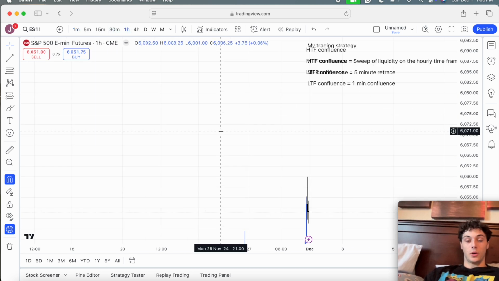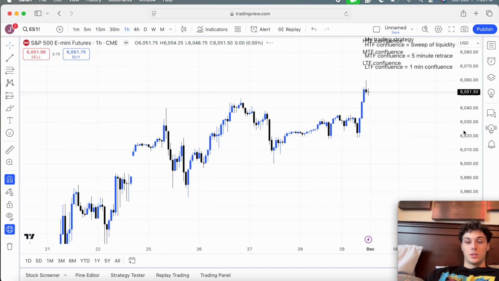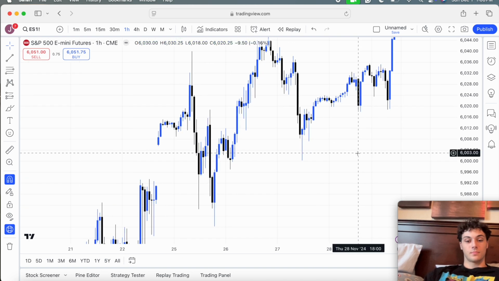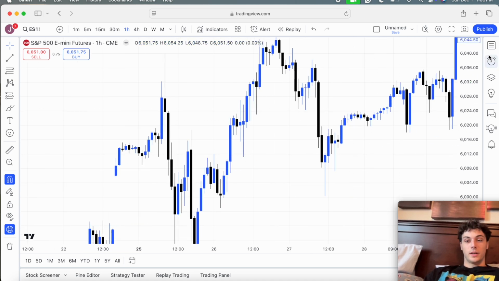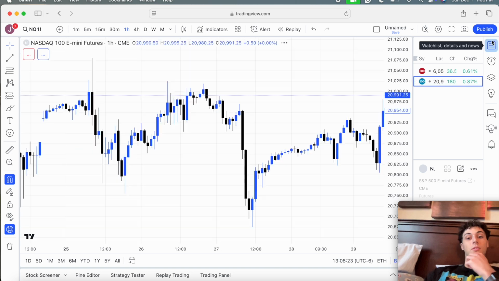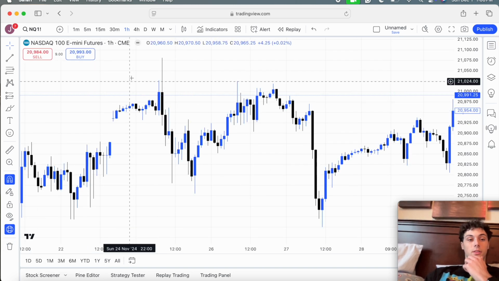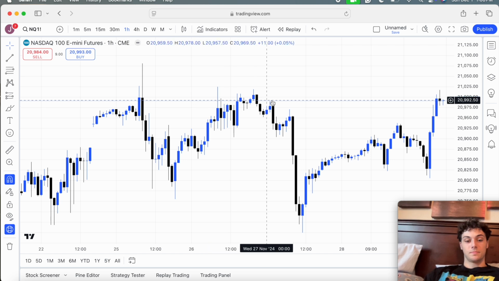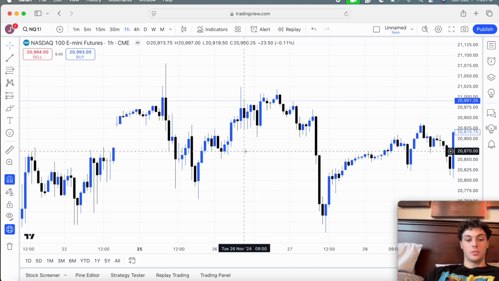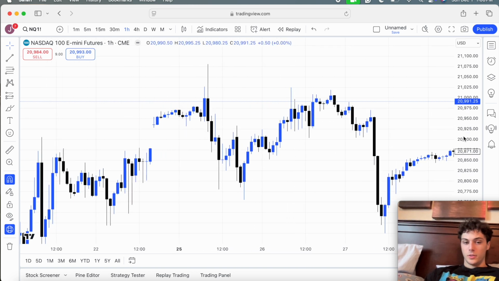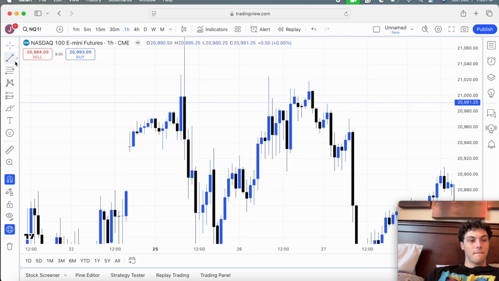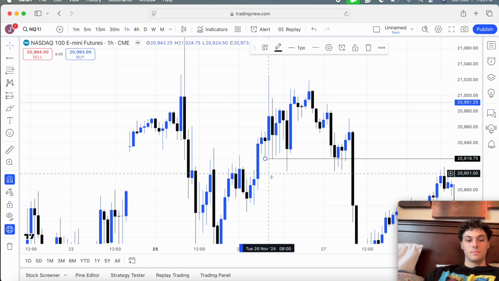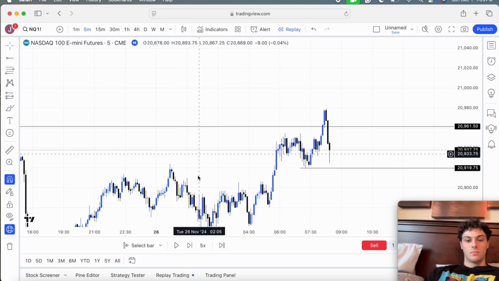So let's start out with the hourly time frame. I'm on ES right now. I'm going to go over to NASDAQ. NASDAQ has been having cleaner price action lately. Anyways, what day should I pick? Let's do Tuesday? Sure. Tuesday looks like decent price action. So Tuesday. Alright, so what do we have happen?